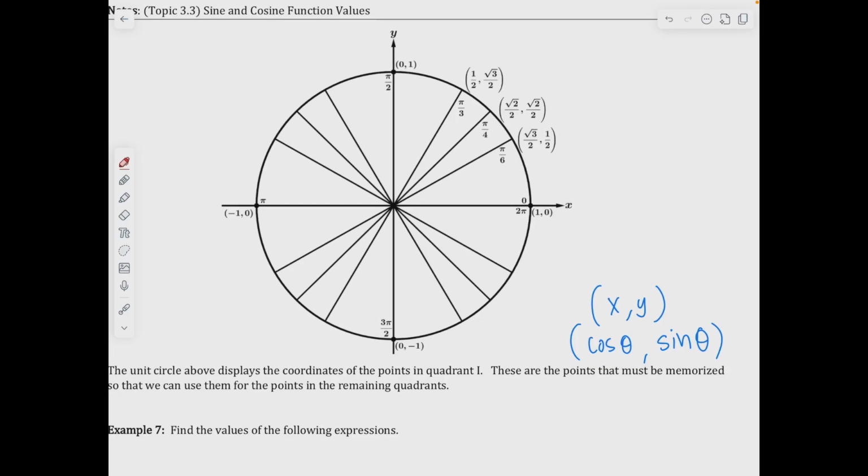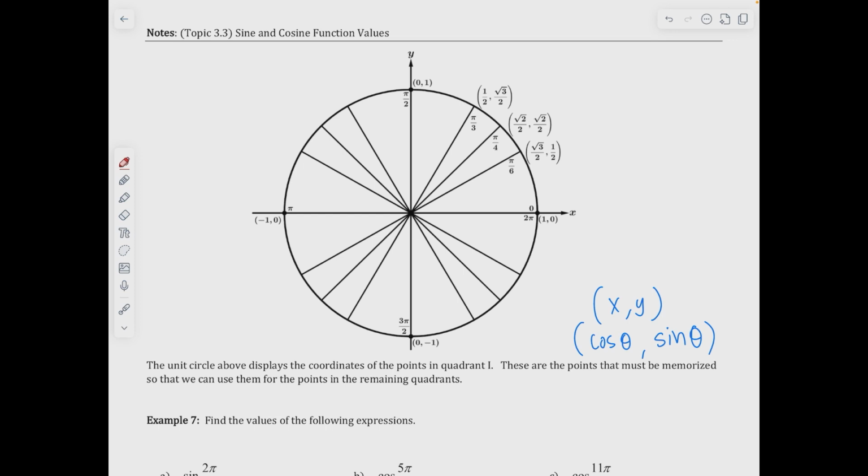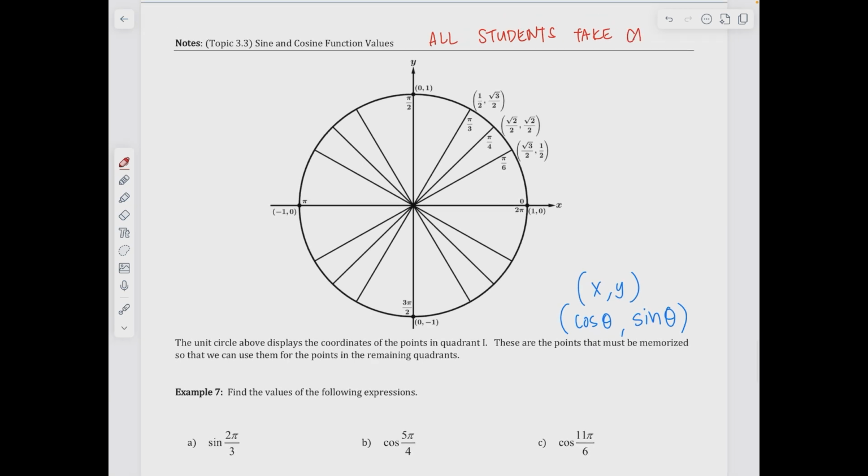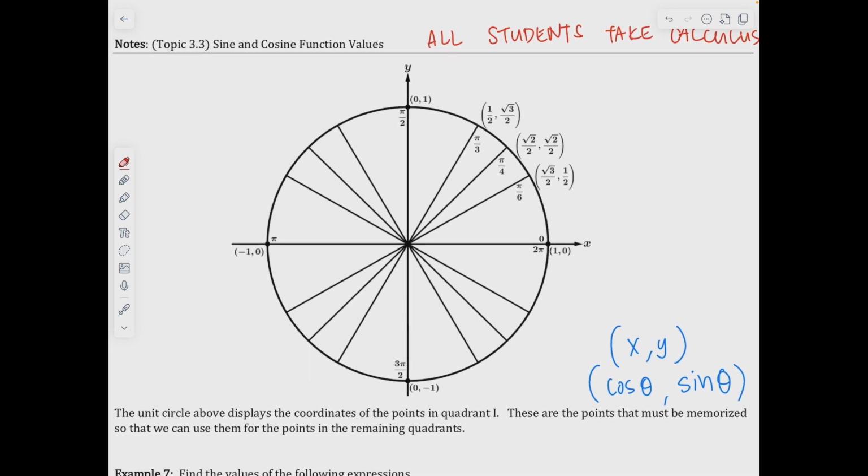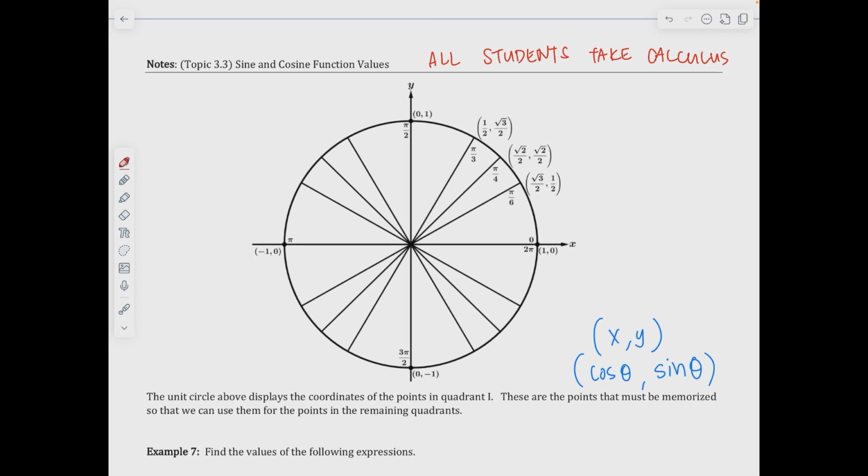Okay, as we go through example 7, I want to share one acronym with you that is usually taught in pre-calculus. It's called All Students Take Calculus. If you go around the 4 quadrants, All Students Take Calculus tells you which of your trig functions are positive in those quadrants.